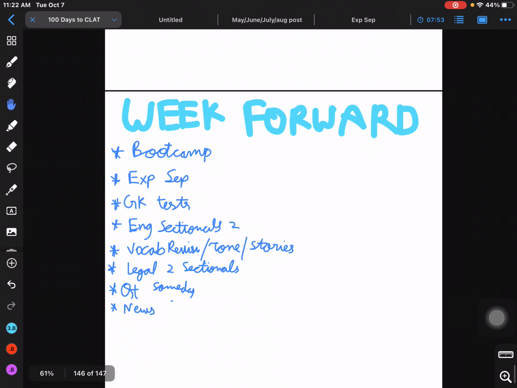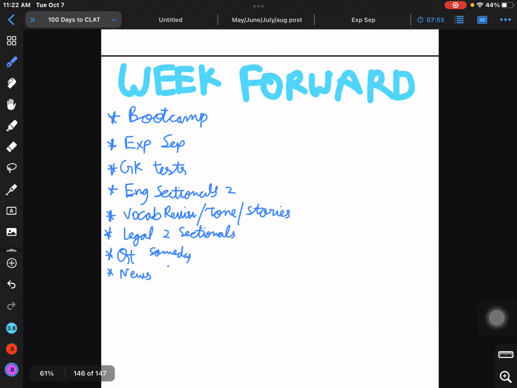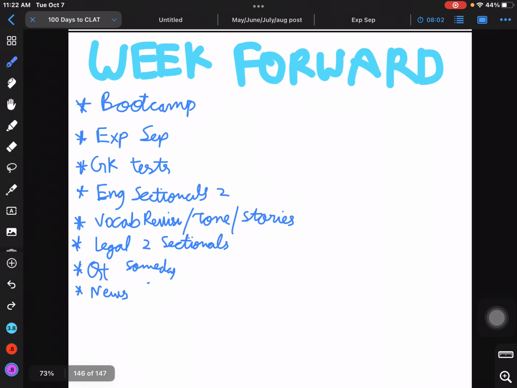Now coming to the week forward. There is not much in the week forward because there is a boot camp. I do not know what is exactly going to happen in the boot camp. So this is one thing which I would really cherish if I happen to complete it: CLAT Express September. These 2 days I will try my best to do that. Then a few GK tests here and there.